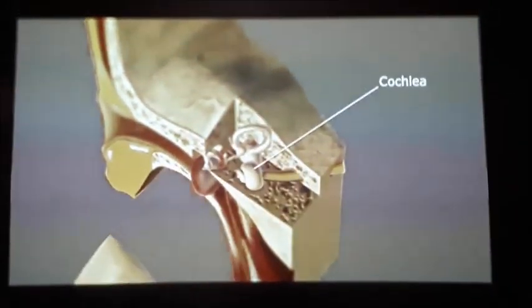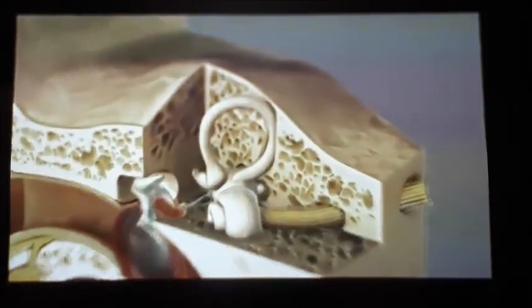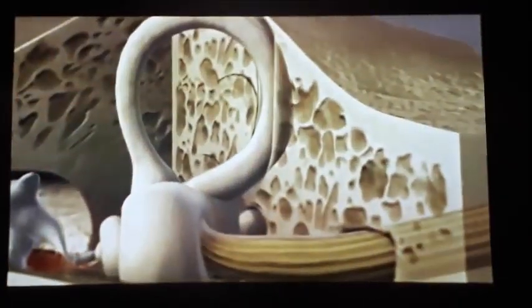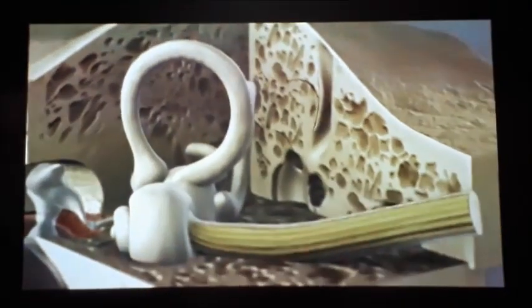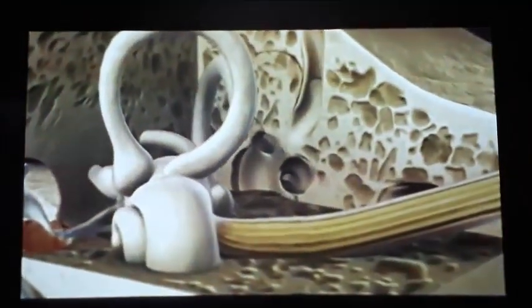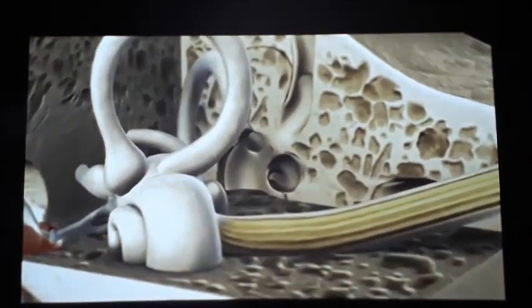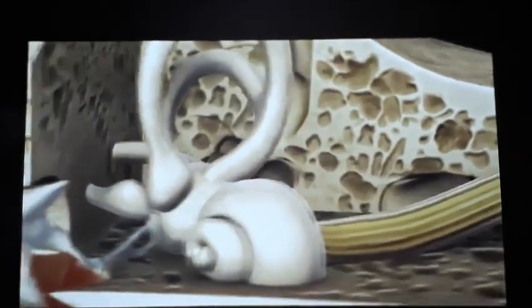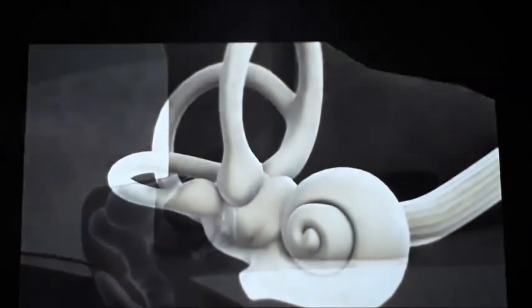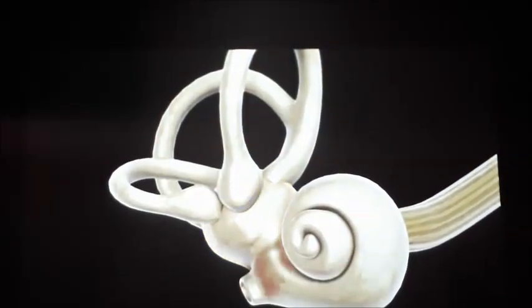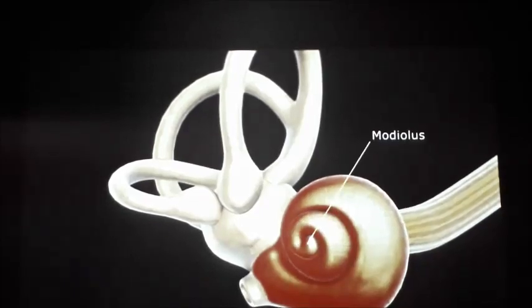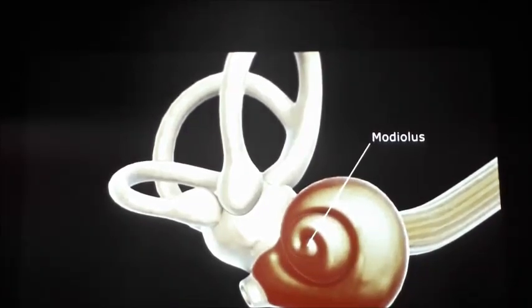The organ of Corti is located in the cochlea, a spiral, three-chambered, snail-like structure, 10 millimeters wide, within a bony matrix. The organ of Corti extends from the anterior part of the vestibule and coils for about 2.5 turns around a bony pillar called the modulus.